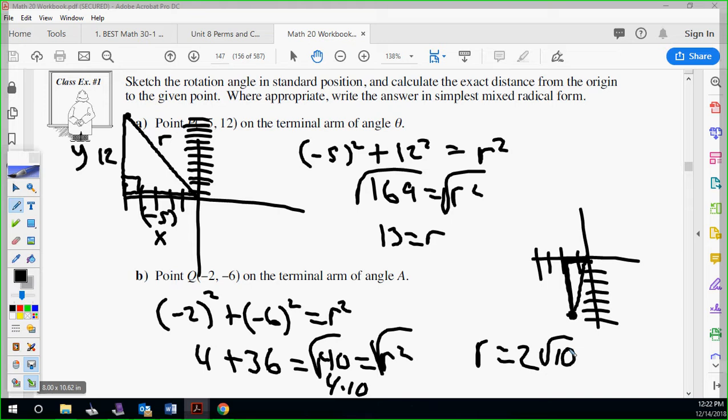R is always going to be positive. It's going to be a distance from the origin. Distance is always positive. Okay? All right.